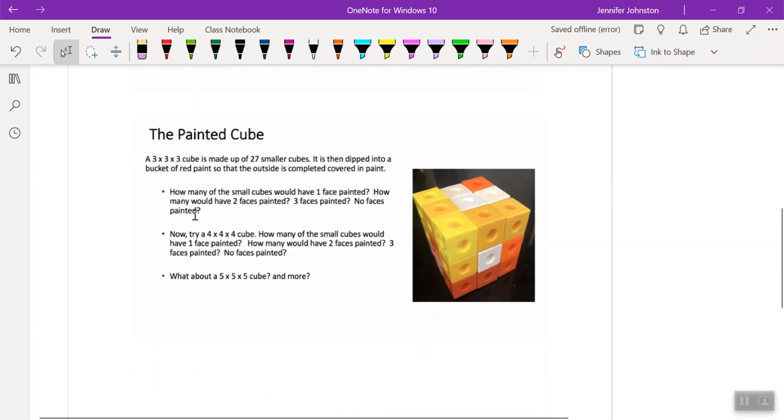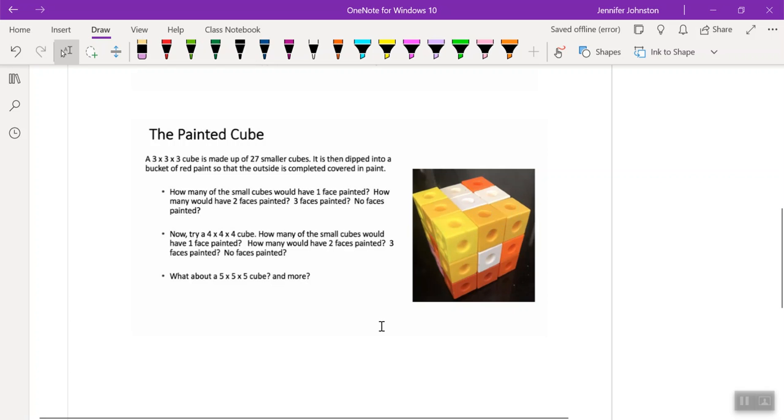The painted cube, we have a 3 by 3 by 3 cube that is made of 27 smaller cubes that is dipped into a bucket of red paint so that the outside, only the outside, is completely covered in paint. How many of the small cubes will have one face painted? So a face would be just like this outer square. How many of the cubes would have 2 sides painted? And then how many would have 3 sides painted? And how many will have no faces painted?